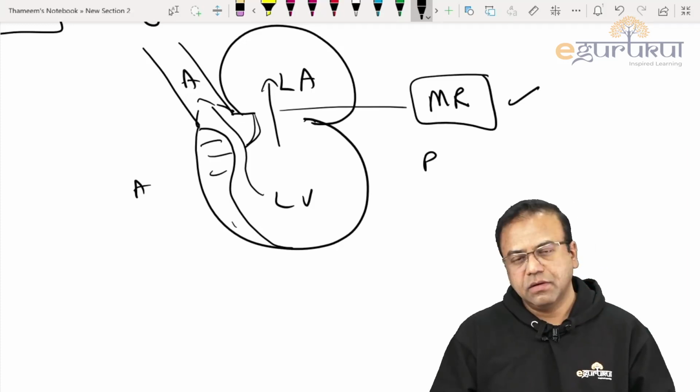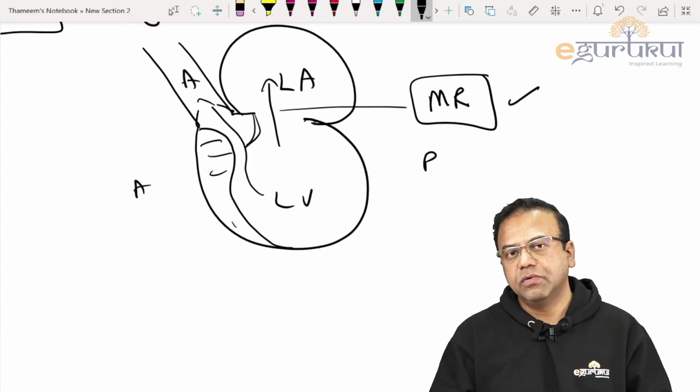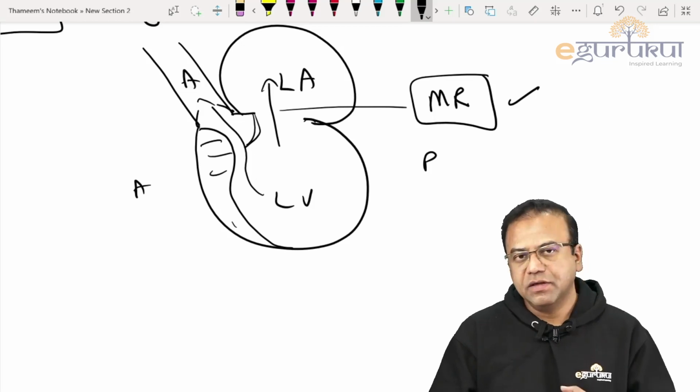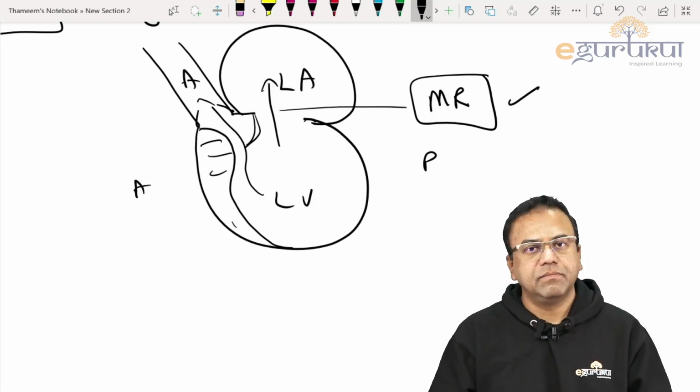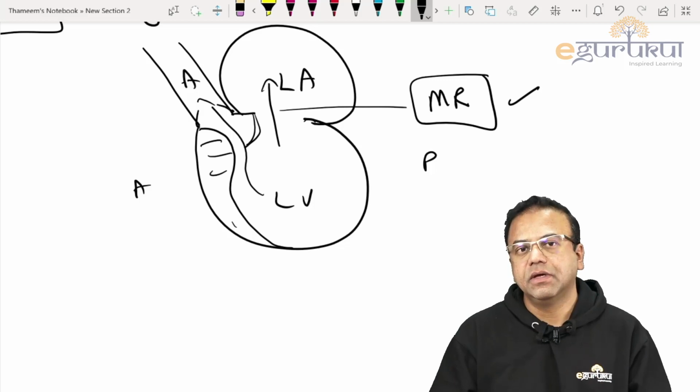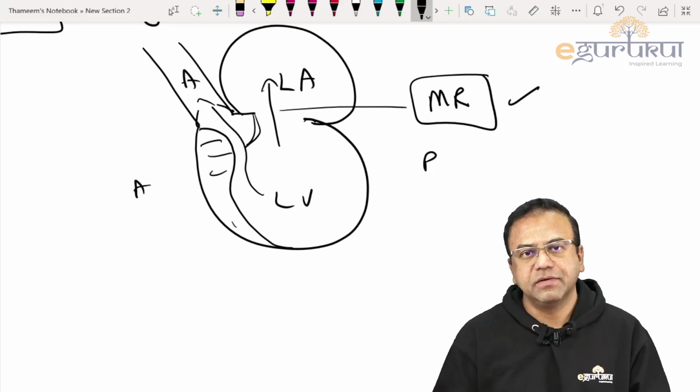So patients with HOCM, as I told you, come with two important murmurs. One is the ejection systolic murmur because of the blockage of the septum, and the other is the mitral regurgitation murmur, which is a pan-systolic murmur you get in this condition.